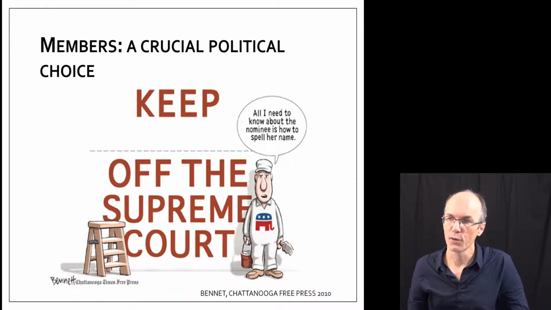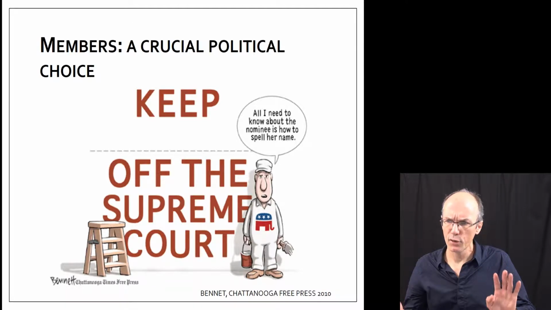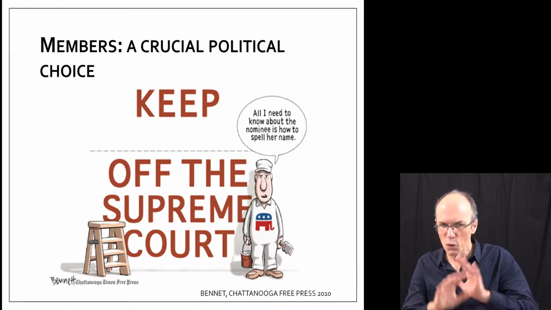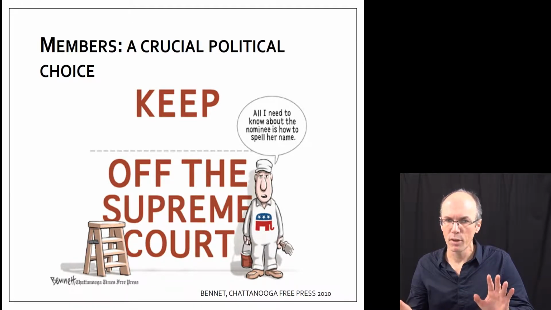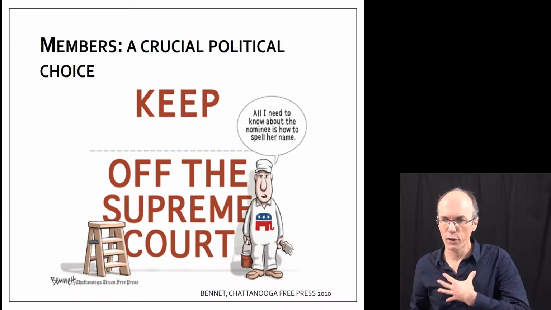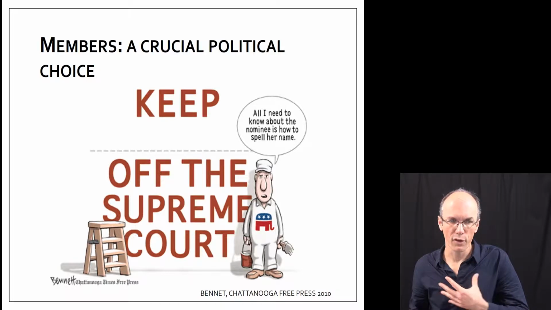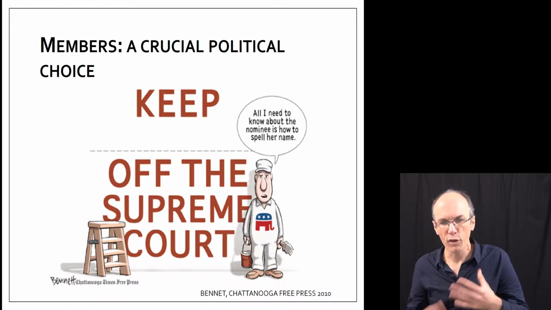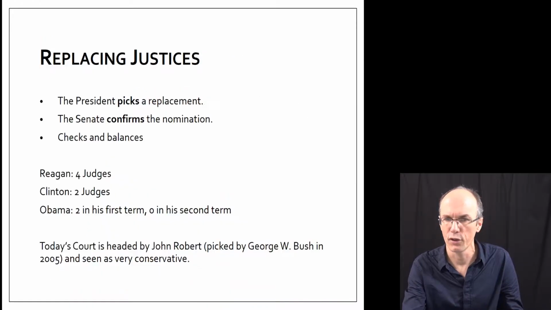And this is a cartoon about a possible Obama nominee. Keep blah blah blah of the Supreme Court. All I need to know about the nominee is how to spell her name. So whoever Obama's nominee was going to be, this man with an elephant on his overalls, so a Republican, was going to oppose it, because that's what you do.